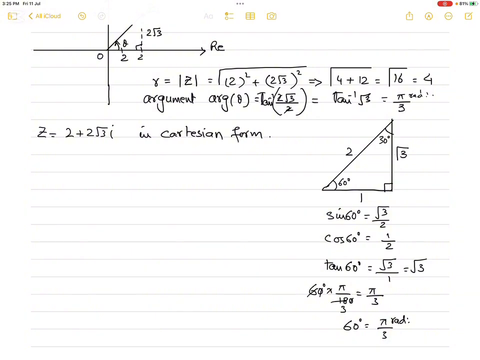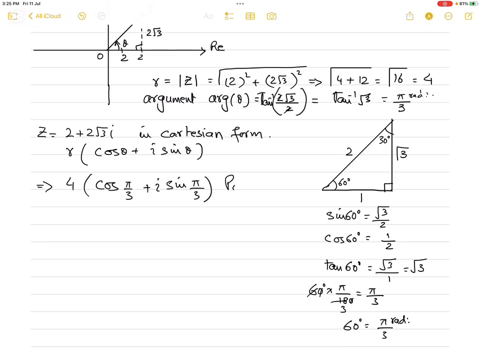In polar form, how will we write this? Our polar form says r times cos theta plus I sin theta. So r is 4 and theta is pi by 3, so we write 4 times cos pi by 3 plus I sin pi by 3, and this is how you write it in polar form.